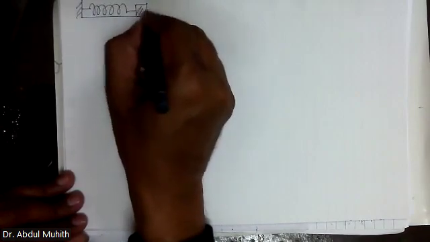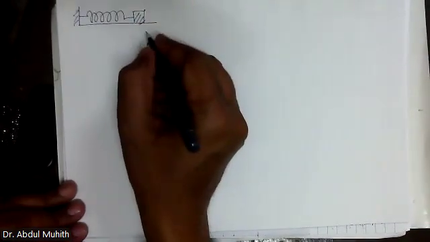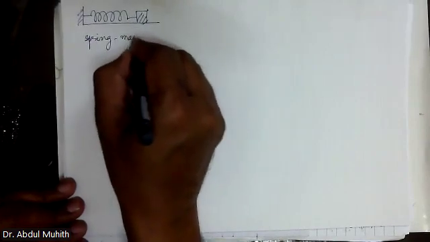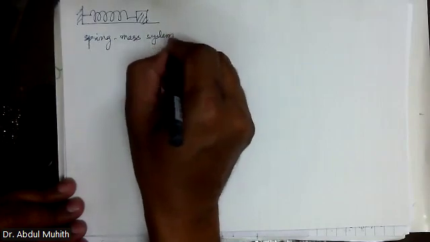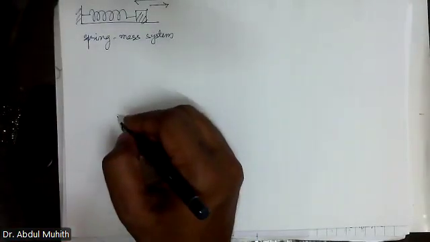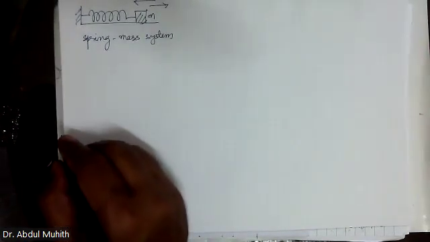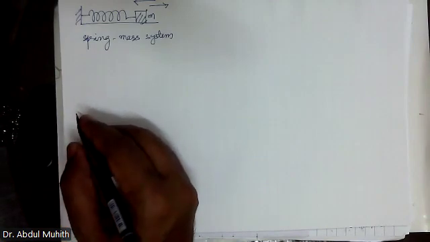In the second example, there is a spring mass system. This is the spring and this is the mass connected to the spring. So what happens here? This is a to and fro motion. Spring mass system. Now what happens here? M is the mass of the body and it has a certain spring constant.